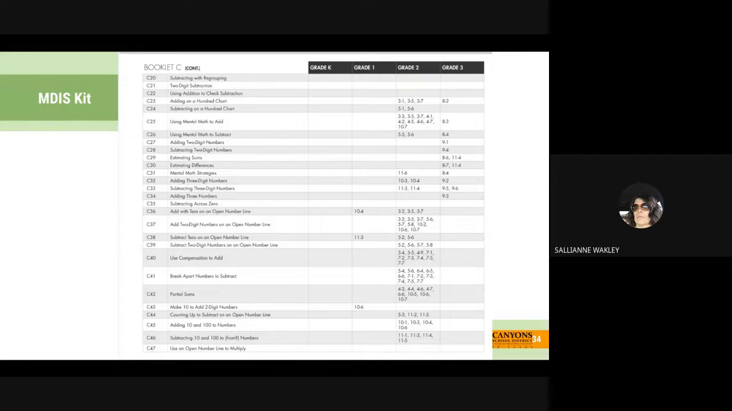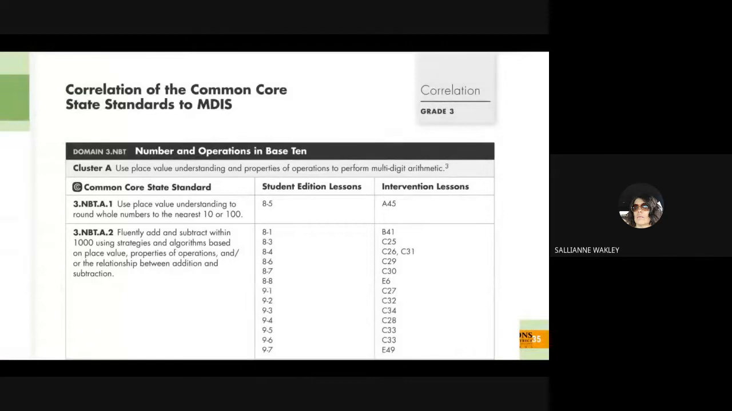We also can use the MDIS materials. So on the next slide, you see the correlation to the standards. If 3.NBT.1 was a standard that my students would need support in, then I could go to my 8-5 lesson in Envision, or I can use my intervention kit. So I would pull booklet A and do lesson 45 with them to help support that standard.